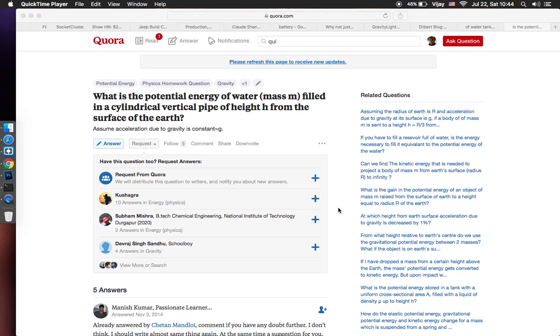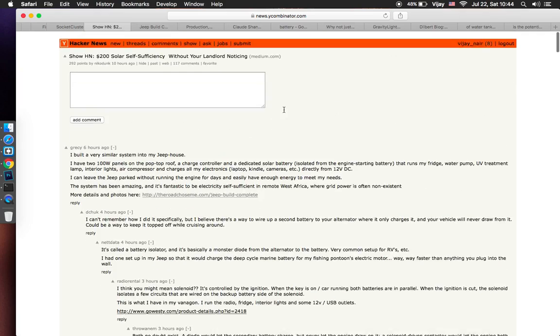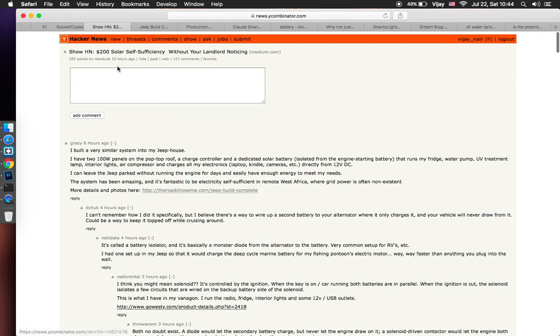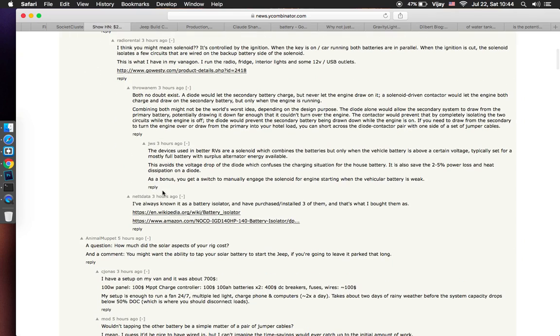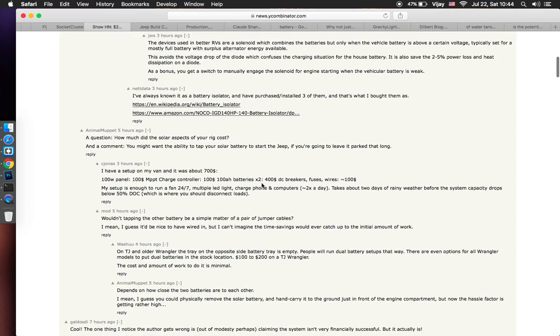So I'm looking at this page. I was looking at how I can use solar energy. I was on this HN page, and they were talking about $200 solar self-sufficiency, and they were talking about 100-watt panels when I have a need for around 2 kilowatts of instantaneous power. They were talking about all the batteries, and you have these discussions about the batteries. You have 100 ampere hour batteries, and they break down in 8 years.